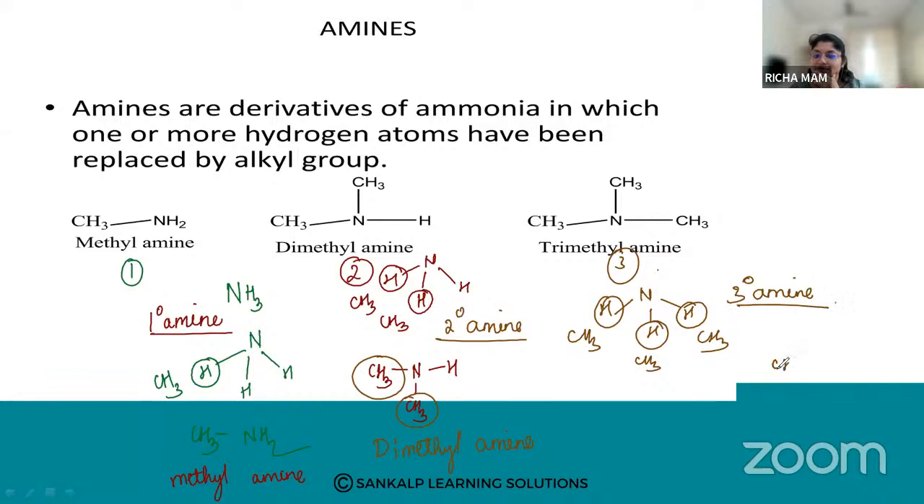So CH3, N, CH3, and CH3. This is a trimethyl amine because three methyl groups are there. Is it clear? Yes. So this is the classification of amines. Amines are classified as primary amine, secondary amine and tertiary amine. Why are they classified as primary amine? Because only one of the hydrogen atoms is replaced by an alkyl or an aryl group.